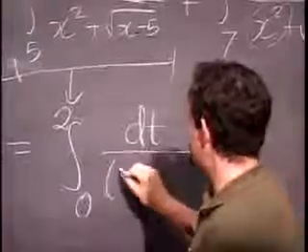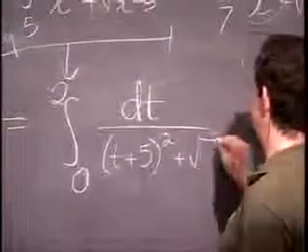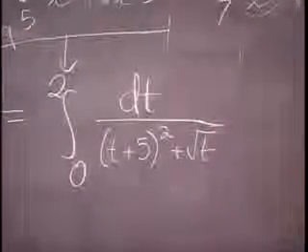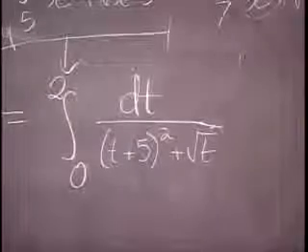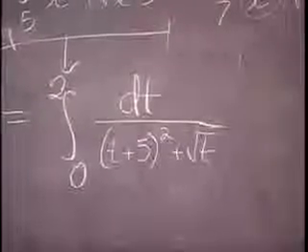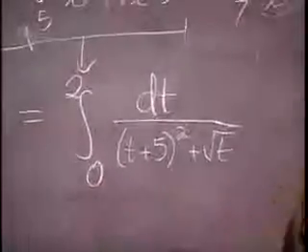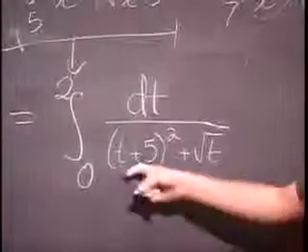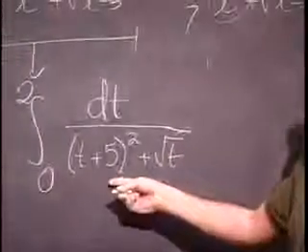X is t plus 5. So you're going to have t plus 5 all squared plus root t. So in t land, that's what I get. Now the problem spot is actually this time at 0. Or is it? Is 0 even a problem spot? No. You plug in 0 and you get a perfectly good quantity on the bottom, which is around 25.